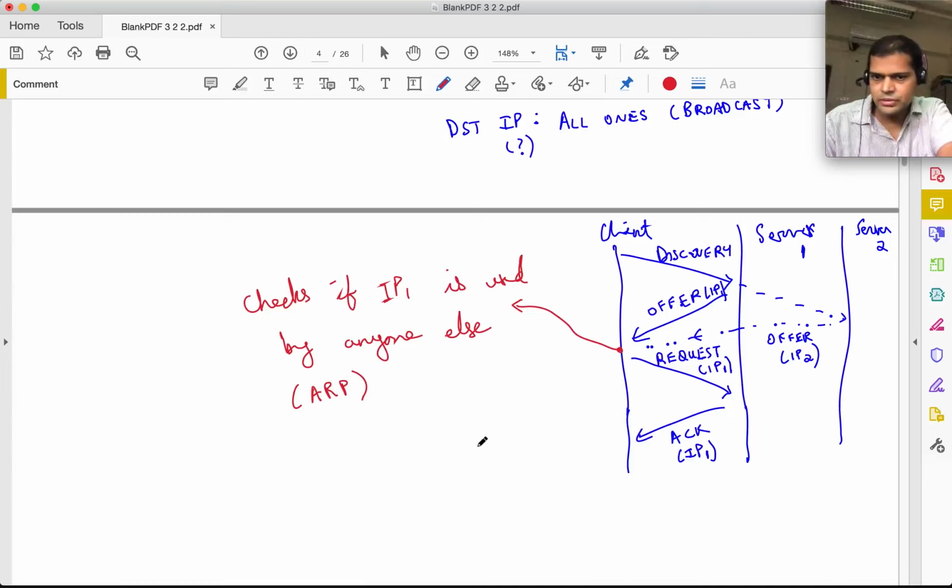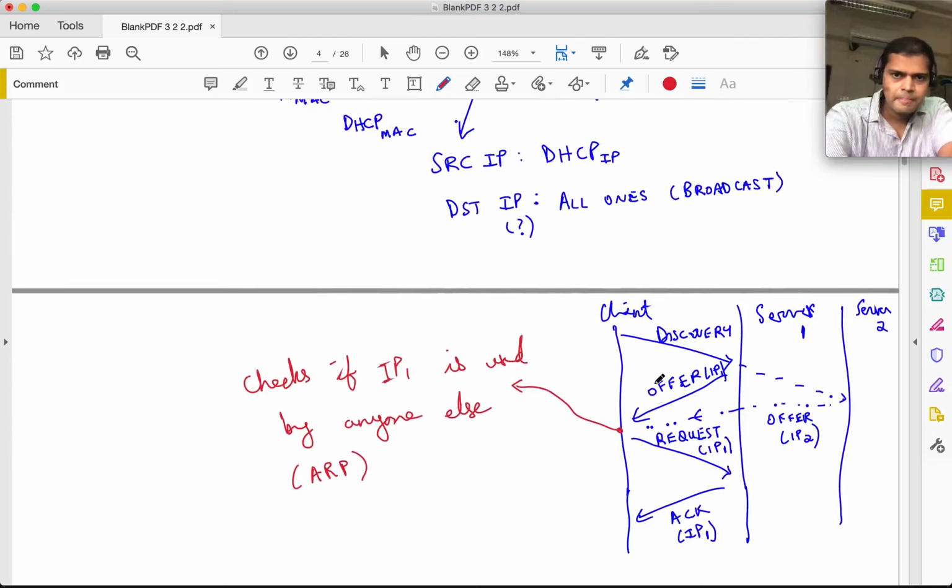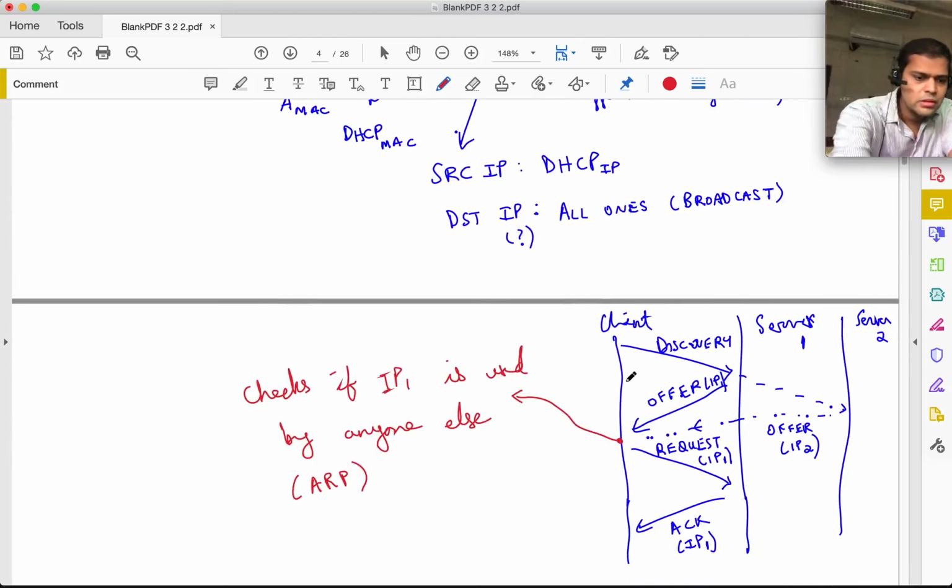So this is like a double check in case there's some problem with the server, and it has sent you an IP address which is being used by somebody else. Okay, so for these two reasons we have this four-way handshake, where you send one message, you get a reply, you send another request, and you get an acknowledgement.